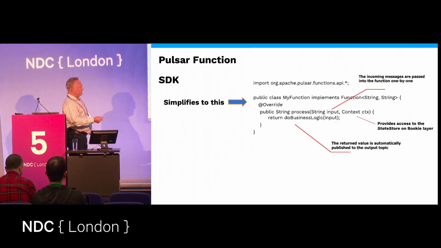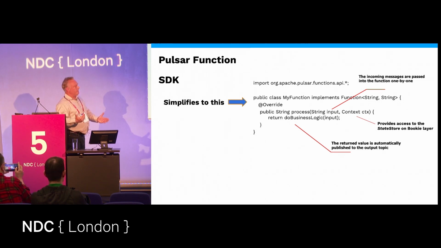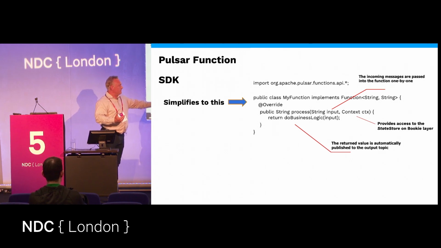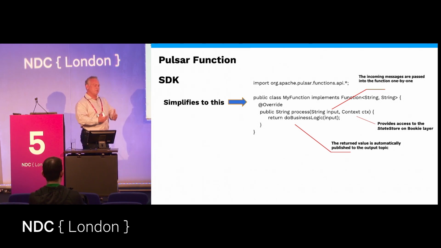And if you do a return, it automatically publishes it out to the output topic. So you just say return a value. It's automatically published. You don't have to worry about any of that stuff. It happens for you transparently. Just wanted to point out that a context object is also passed to you. That gives you a lot of access into what's going on under the covers, some metadata.